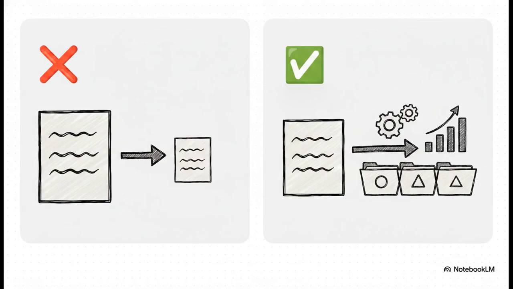Notice how tweaking your prompt totally changes the outcome here. A weak prompt just asks the AI to summarize my lecture notes. But let's be real, a summary just makes the notes shorter. It doesn't really help you learn.